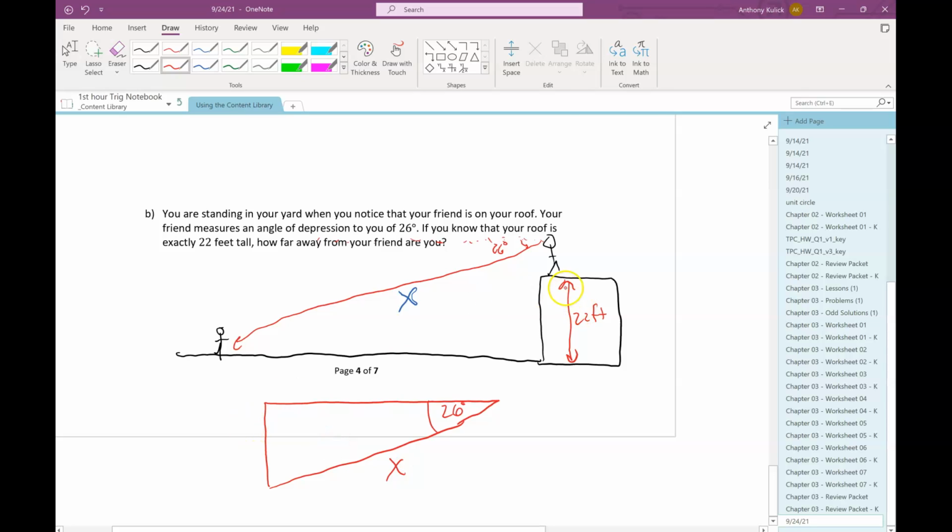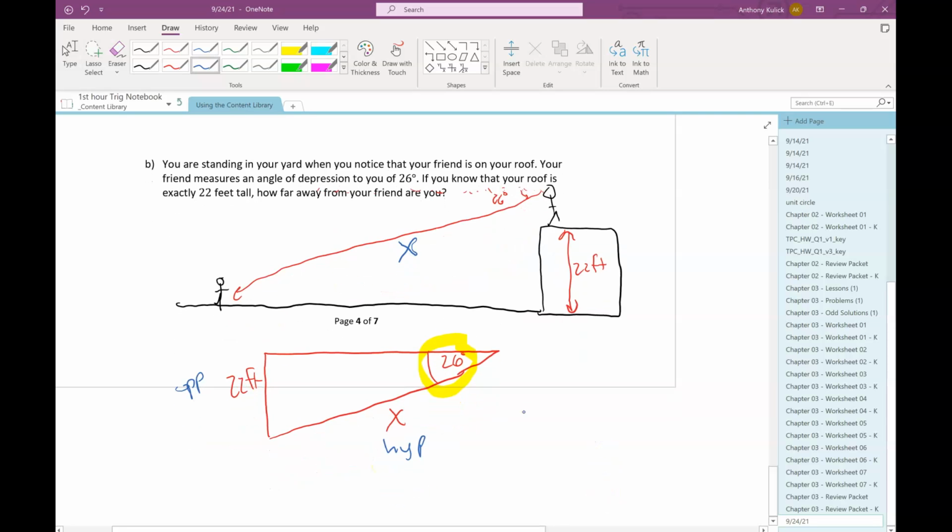And I know that this side here and this side here have to be the same, right? Because vertical things are parallel. So now I'm just going to use SOHCAHTOA to solve for the missing side length. Relative to the 26 degree angle, this side is opposite, and this side is the hypotenuse. So I'm going to use sine.